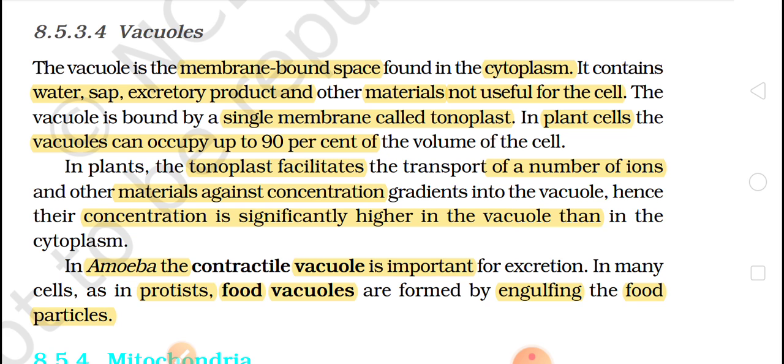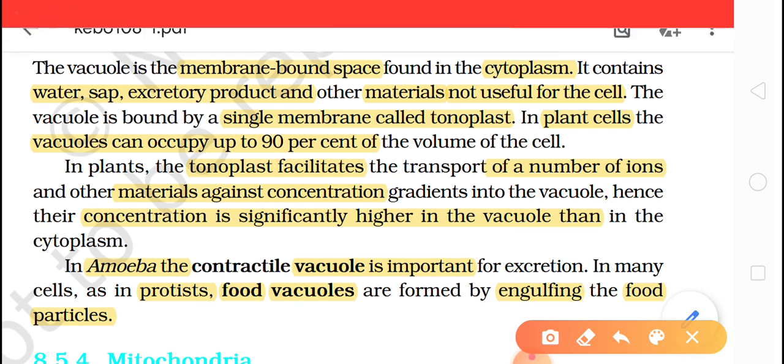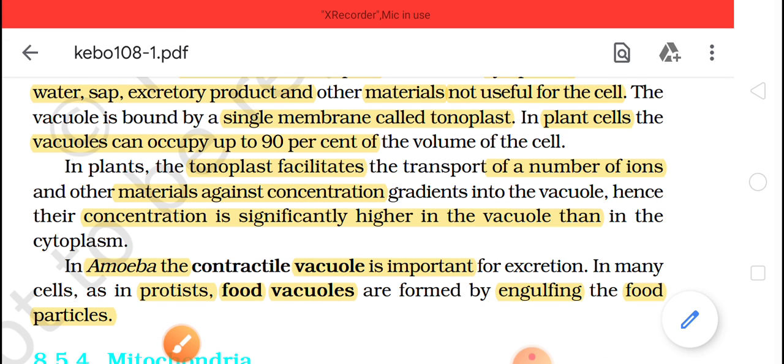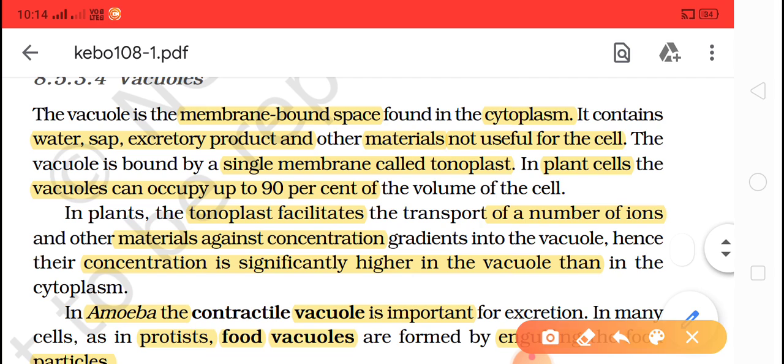Okay, so start from the vacuoles. A vacuole is a membrane-bound space found in the cytoplasm. It contains water, sap, excretory products, and other material not useful for the cell.